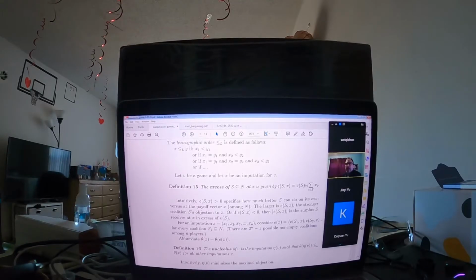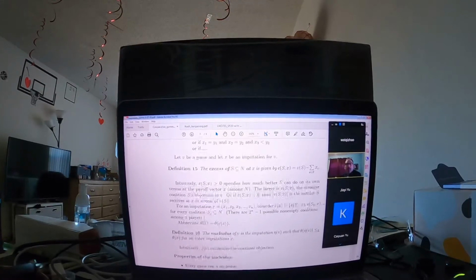The coalition S, if this is positive, could object to this. And the more positive it is, the more shortchanged it is, the worse it's treated, the stronger its objection to this as the solution to the game. So that's basically what I've said here. If this is positive, it specifies how much better S can do on its own. And the larger this is, the stronger the coalition's objection to this particular recommendation, or this particular suggestion.